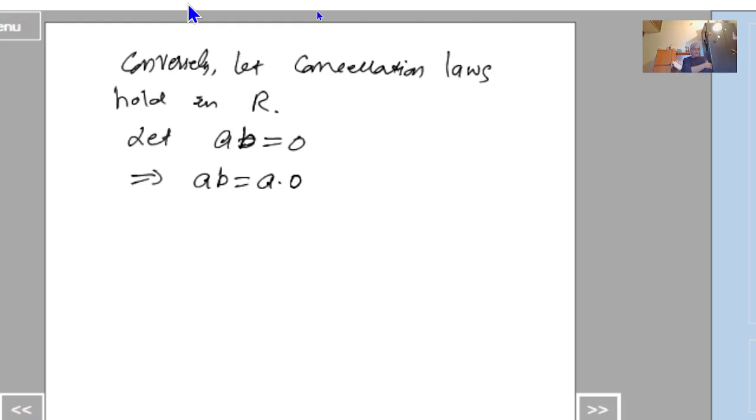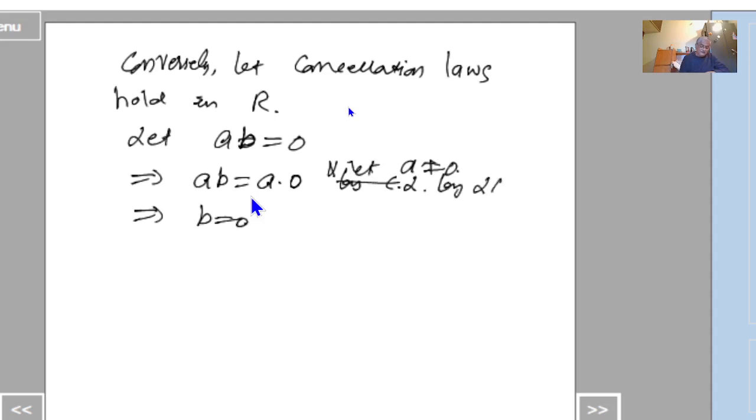A into 0. AB is equal to 0 can be written as A into 0. And here by cancellation law, we can remove this A and A. This implies B equal to 0. So here we take AB equal to A into 0, and let A is not equal to 0. Then by left cancellation law, I can cancel this A and A, then we get B equal to 0.